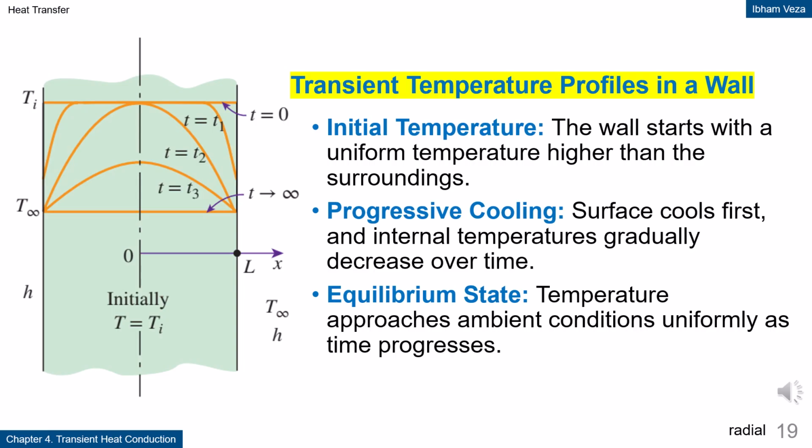Transient temperature profiles in a wall. At the beginning of the process, the entire wall has a uniform temperature. When cooling starts, the surface cools first while the interior remains hot. As time passes, the temperature profile inside the wall becomes more uniform. After a very long time, the entire wall reaches the ambient temperature. This process illustrates the gradual diffusion of heat from the surface into the interior.